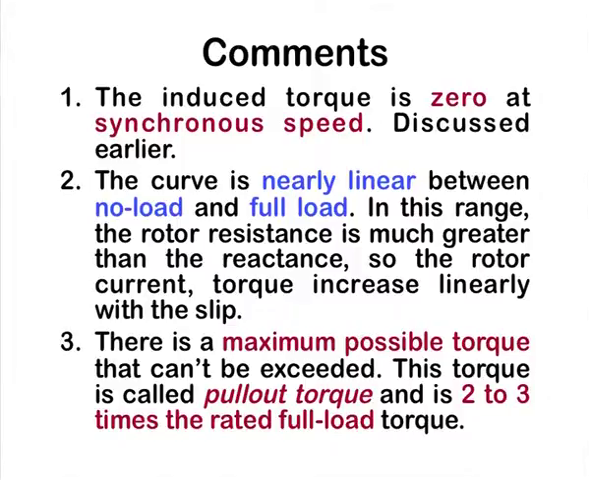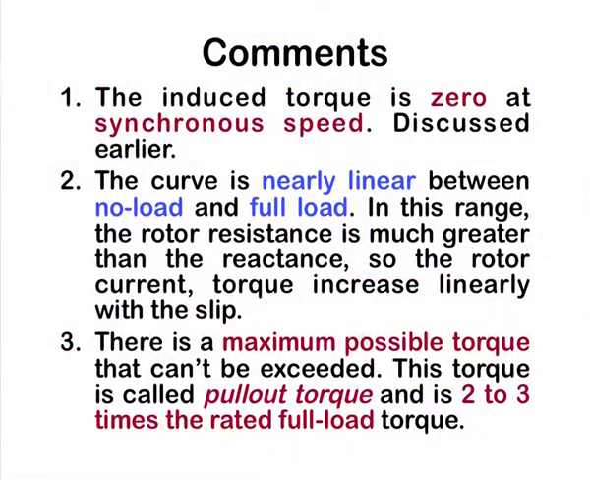So, what are the different comments related to this torque speed? The induced torque is 0 at synchronous speed, very clear from the diagram. Second, the curve is nearly linear between no load and full load. In this range, the rotor resistance is much greater than the reactance. So, the rotor current and torque increase linearly with the slip. The third conclusion we can draw from this torque speed characteristics is that there is a maximum possible torque that cannot be exceeded. This torque is called pull out torque and is 2 to 3 times the full load rated torque.